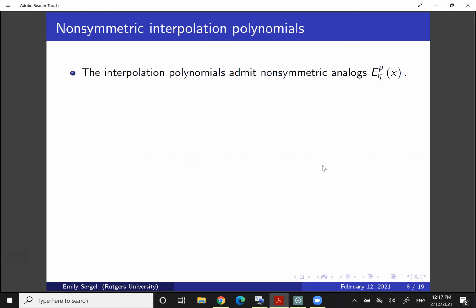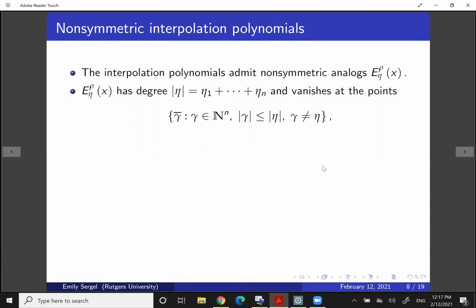Everything there translates over into the interpolation story. We have an interpolation analog in the non-symmetric world, which we're still going to denote by E, so it's easy to remember what goes with what. And this has the degree of the size of its index, the size of this composition eta, and it has a vanishing condition for each smaller composition gamma, and all the compositions of the same size except itself.